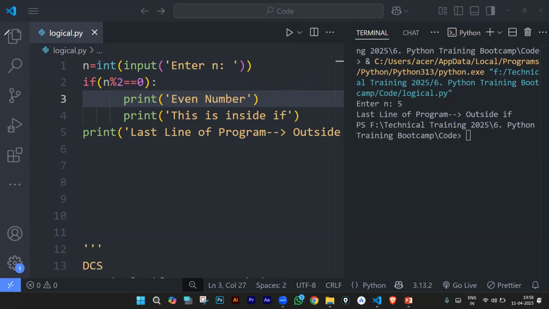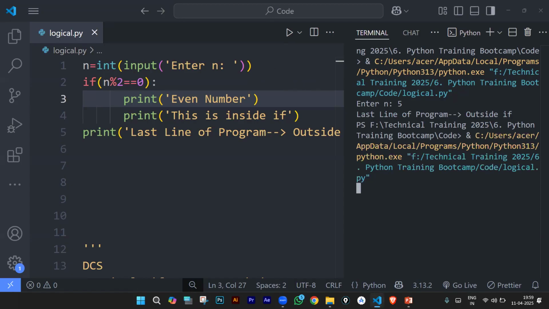Now, same code. What if I enter 6? Can you tell me the output for this?